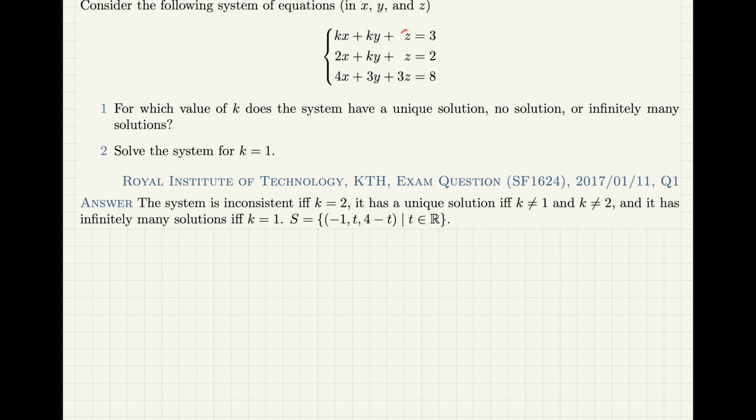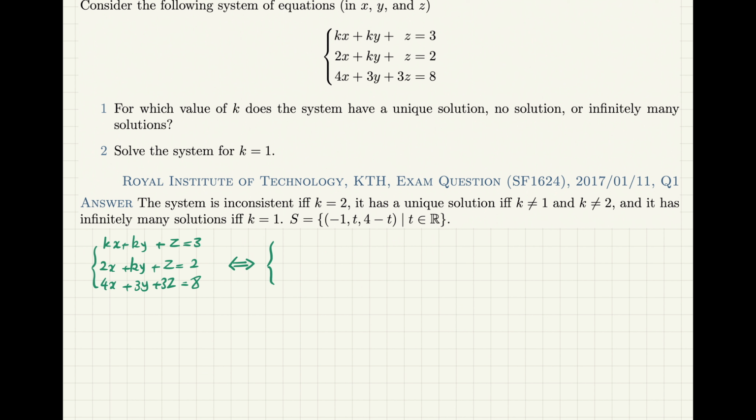I see that there are two positions where the z variable appears with a coefficient equal to 1. So this motivates me, first of all, to change the form in which the equations appear. My goal is to solve kx plus ky plus z equals 3, and 2x plus ky plus z is equal to 2, and 4x plus 3y plus 3z is equal to 8. Of course, no one prevents me from writing these equations in a more appropriate and equivalent way.